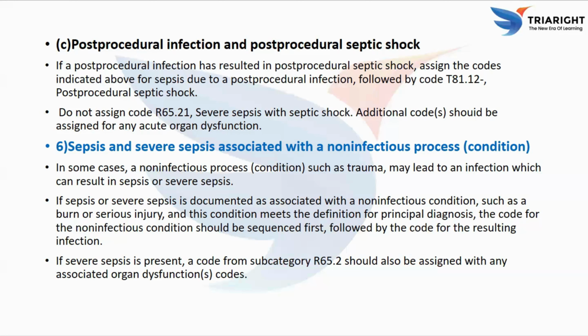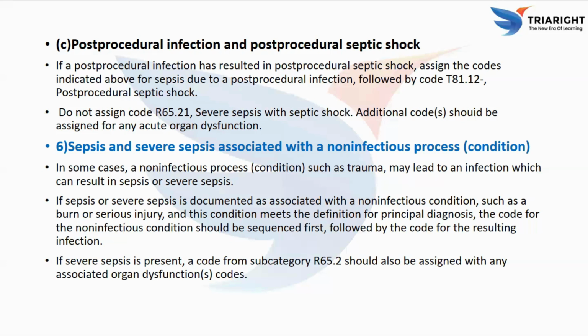Why? Because the non-infectious condition is the underlying cause. In ICD-10-CM, the underlying cause is sequenced first. If severe sepsis is present, you have to assign R65.2 and organ dysfunction codes. So here is an example. If a patient is diagnosed with a third degree burn, develops a burn wound infection and progresses to severe sepsis with acute kidney failure, what is the coding sequence? Burn is the principal diagnosis, then infection of the burn wound, sepsis, and R65.2 for severe sepsis, then N17.9 for acute kidney failure.